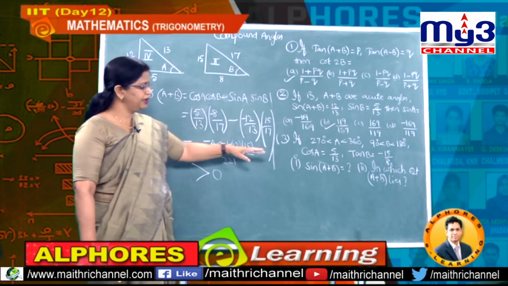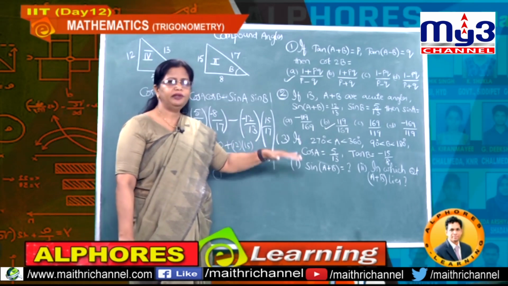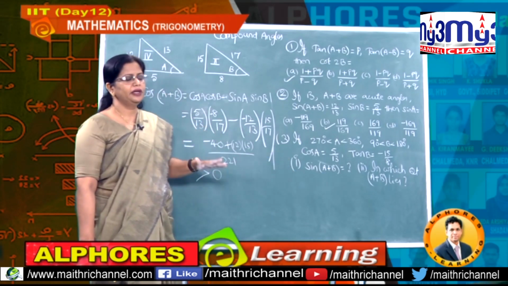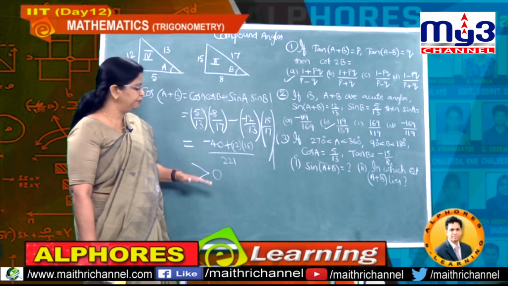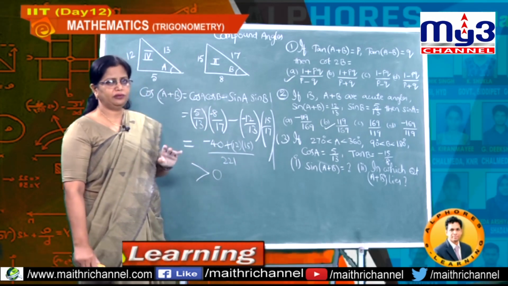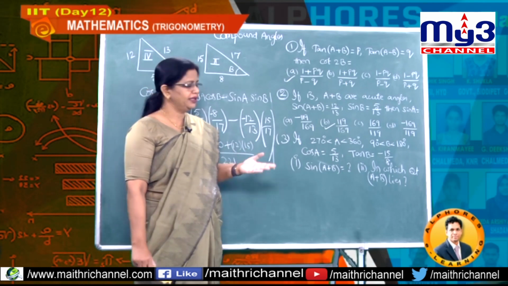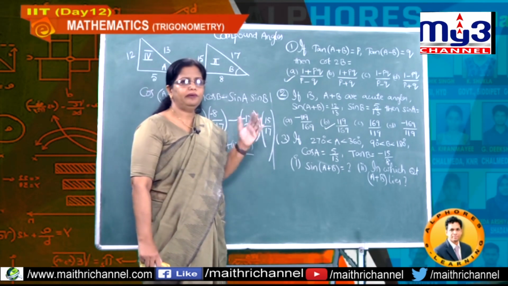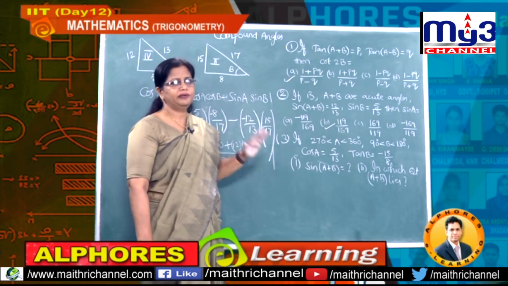Hence, cos of A plus B value you got positive. What is sin of A plus B we got? That also we got positive. Hence, what is the conclusion finally? It is sin positive, cos positive, which implies that can happen only if A plus B belongs to first quadrant.